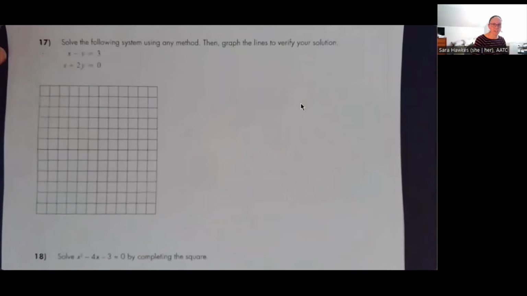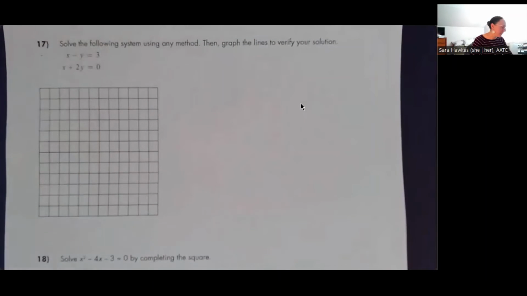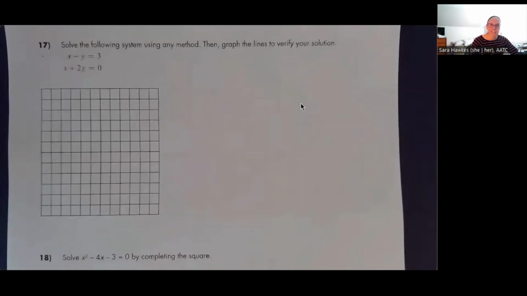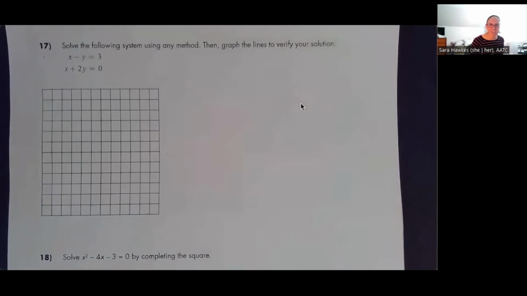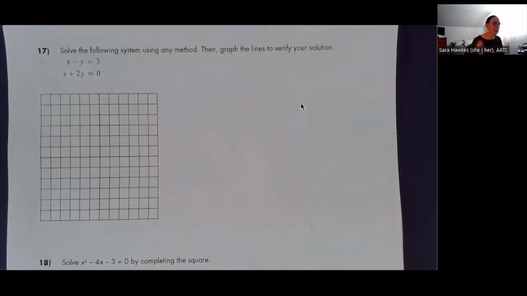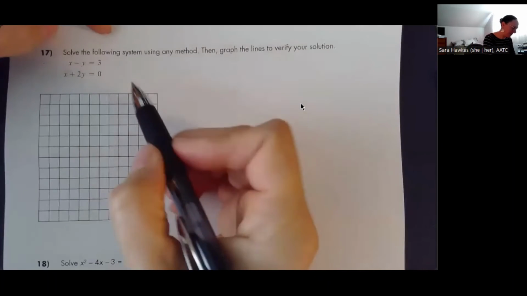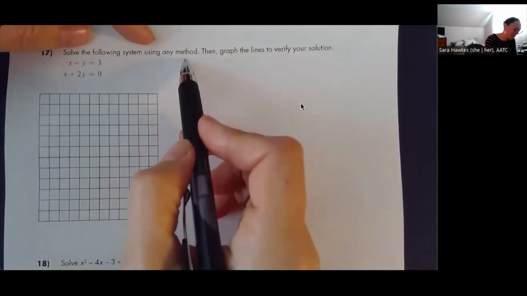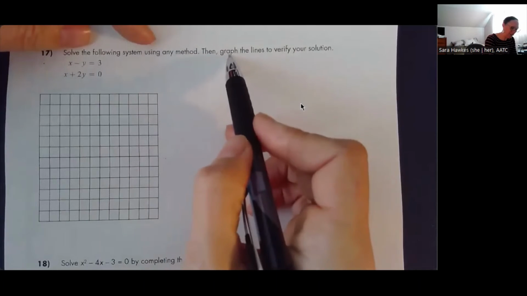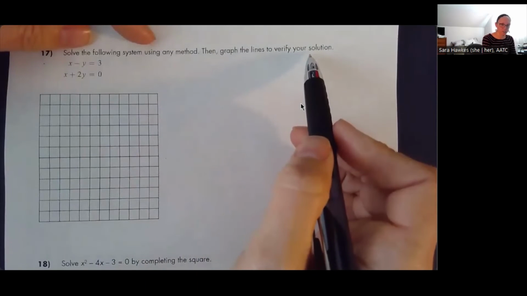Looking at 17, I've got 2 parts to this question. And for a bunch of you, I just graded the chapter 7 quiz today. And I will say a lot of people lost points on a similar problem to this on quiz 7 because you didn't do both things. So the first is to solve the system using any method, and then to graph the lines to verify our solution.